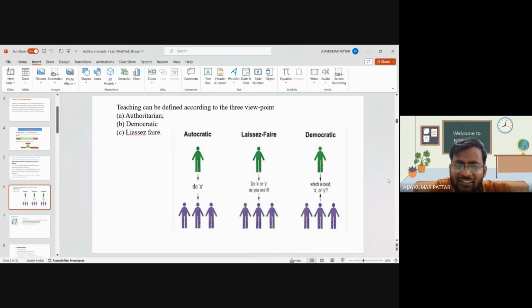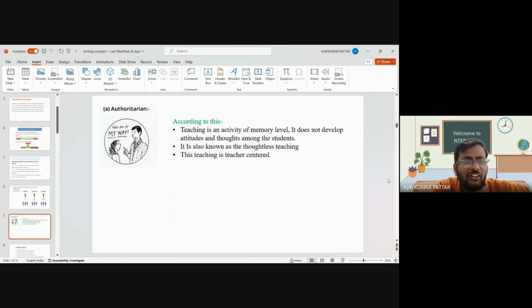So there are slight differences between laissez-faire and democratic. Initially you may get confused with this too. Don't worry. In further slides it will be clear. Next I am moving to the next slide. First I will explain in detail about authoritarian. Authoritarian means, are you able to see the image?